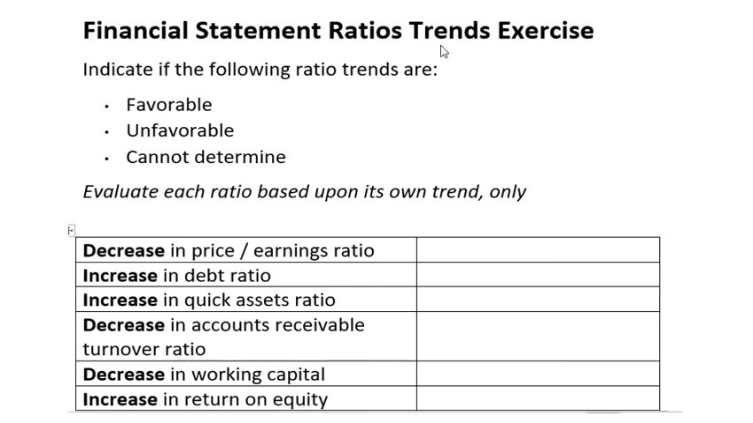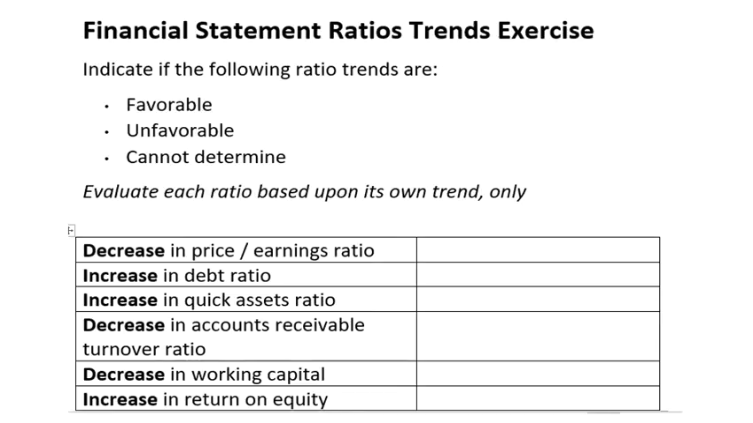And what you need to do is indicate that the following ratio trends are favorable, unfavorable, or you cannot determine. So evaluate each of the ratios based upon its own trend only. So let's start out with trend number one. We have a decrease in the price to earnings ratio.